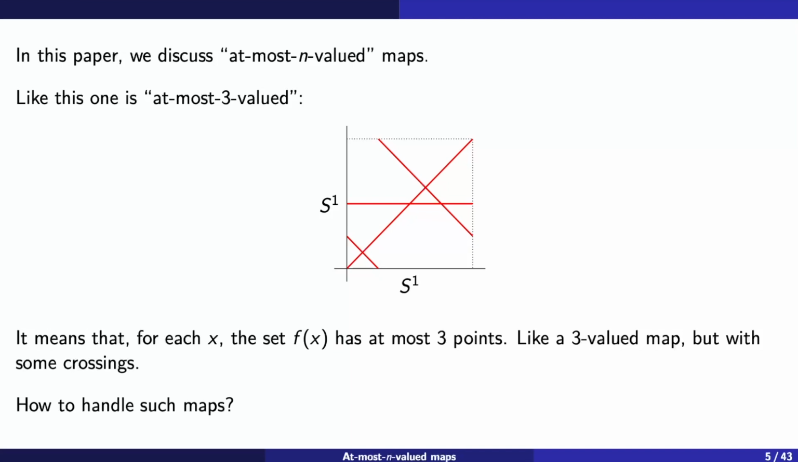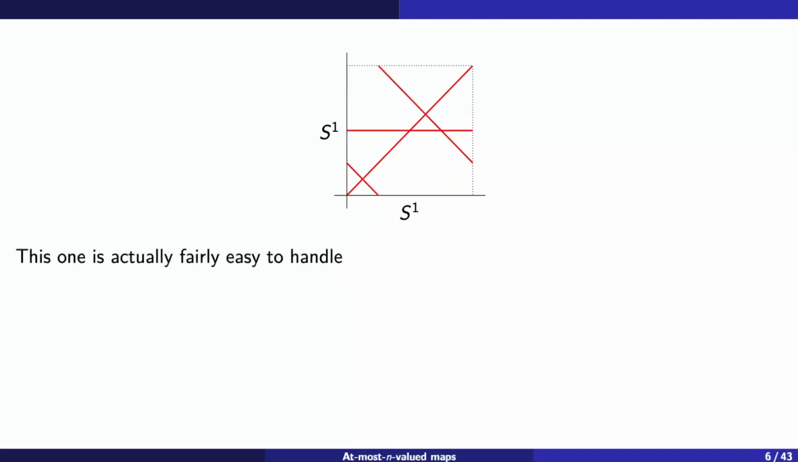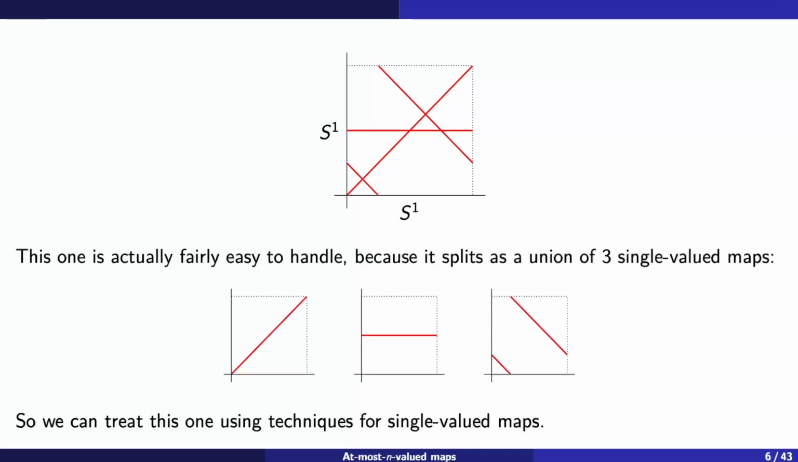So how do we handle such multi-valued functions? All right, this particular one is fairly easy to handle because if you look closely, you will realize it actually splits into 3 different continuous single-valued maps. And so this particular example is fairly easy to deal with.